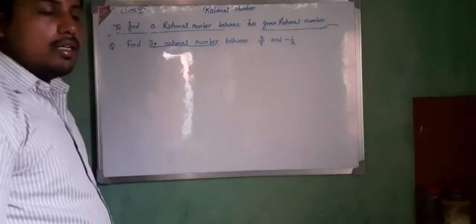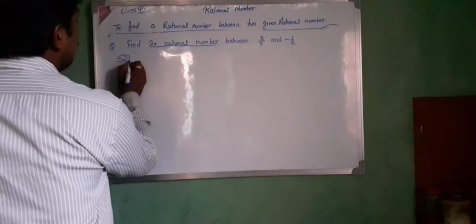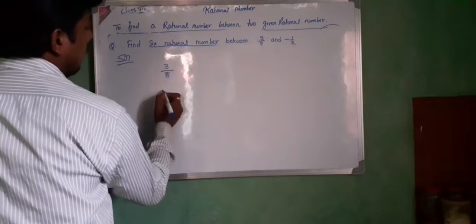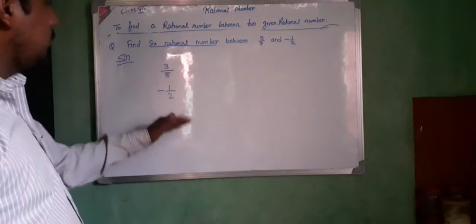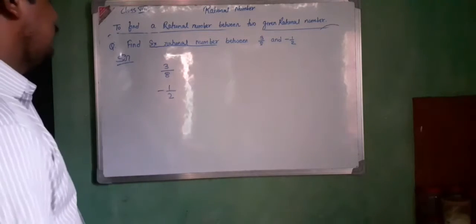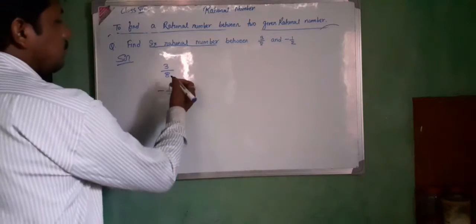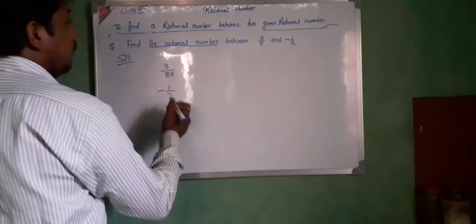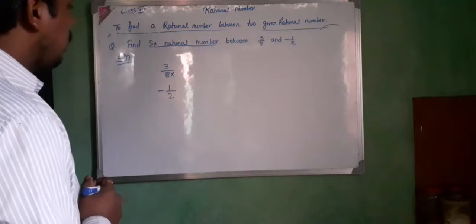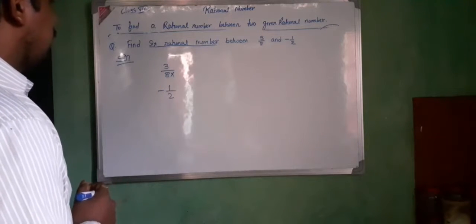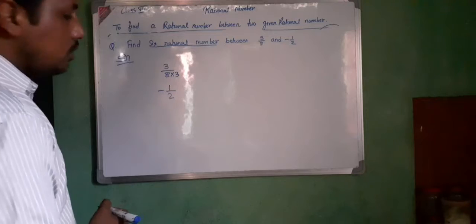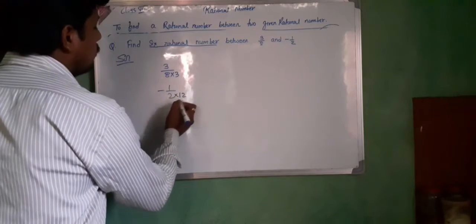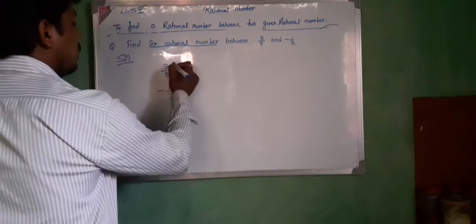present in between 3 by 8 and minus 1 by 2. So the same way, you have to go: 3 by 8 and minus 1 by 2. Now we'll make the denominators the same, so multiply by the bigger number. So what I will do, I will multiply here by 3. 8 3s are 24. That means here I have to multiply by 12. 2 12s are 24.